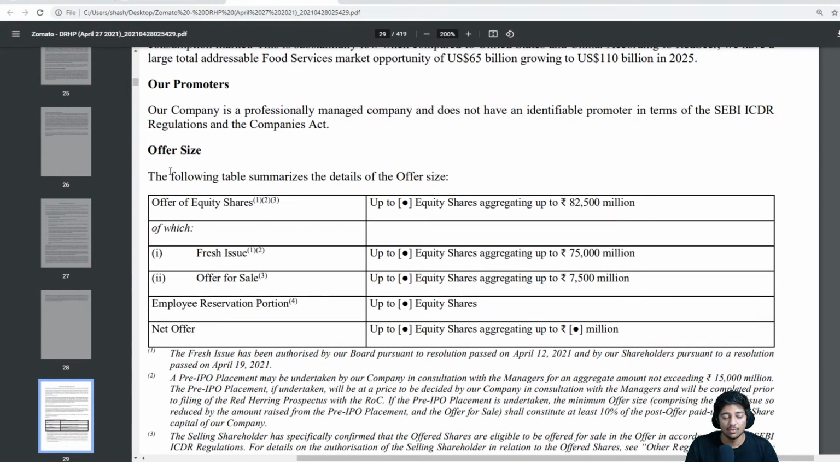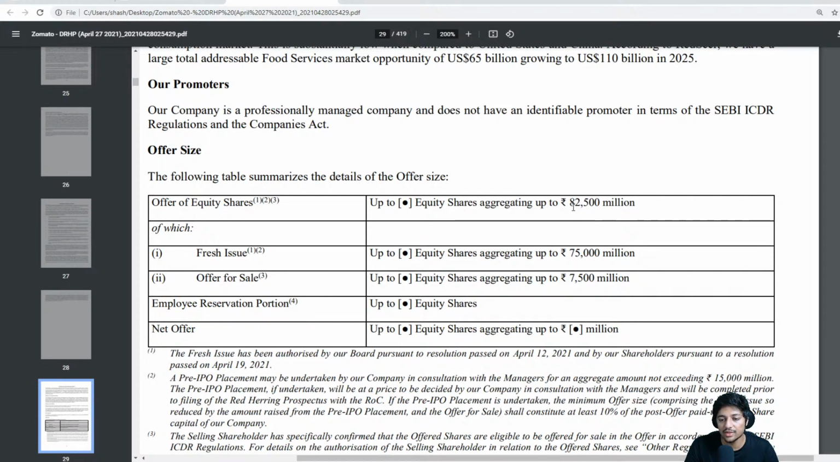Once you come to offer size, it basically says offer of equity shares up to, we don't know, right? This is because it's a draft. All the things that are in this black box will all be filled when RHP comes. But for now, they're just saying that they are going to offer some amount of equity shares. We don't know. That depends on the valuation.